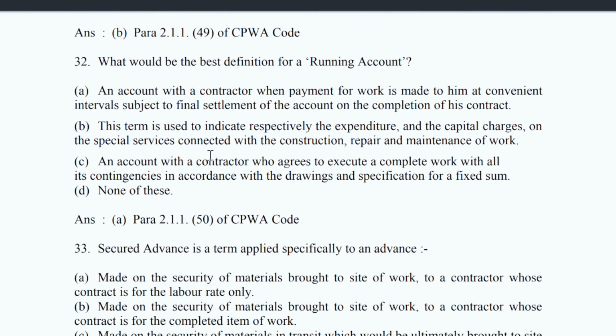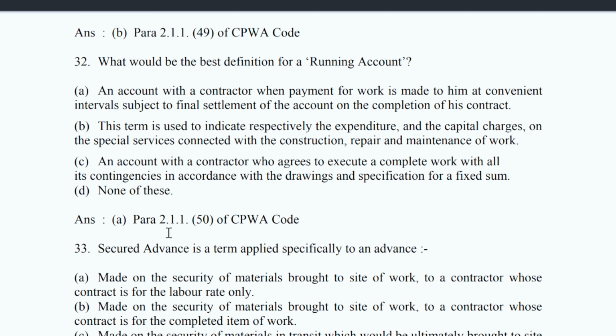Serial number 32. What would be the best definition of a running account? So the answer is this one: an account with a contractor when payment for work is made to him at convenient intervals, subject to final settlement of the account on the completion of his contract.